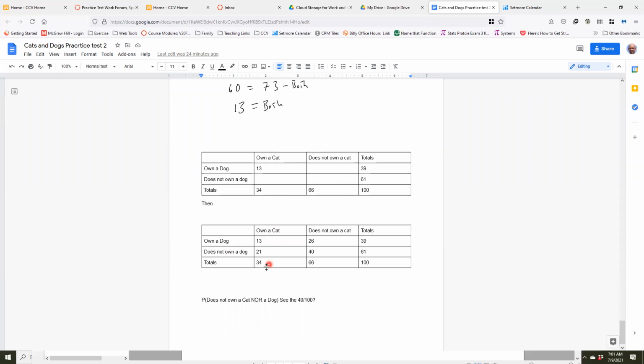If 13 own both and 34 own a cat, that's got to be 21, 34 minus 13, right? And if 39 own a dog and 13 own both, that's going to be 26. And then to fill in the rest of this, well, 34 minus 13 is 21, and 66 minus the 26 will be 40. So then I can see how many don't own a cat nor a dog. Well, does not own a dog, does not own a cat. That's both of them. So 40 out of 100 agrees with what we did earlier.